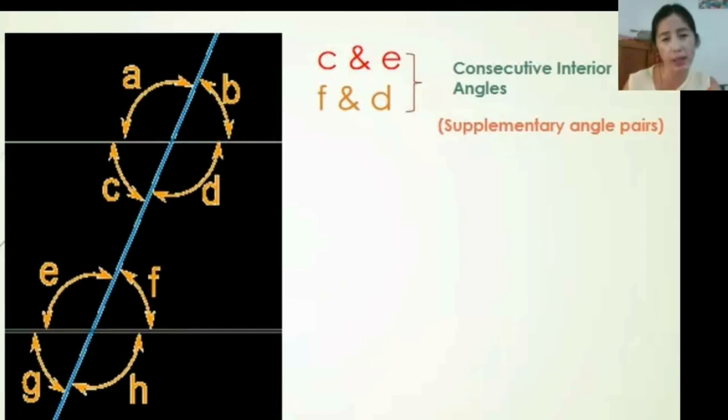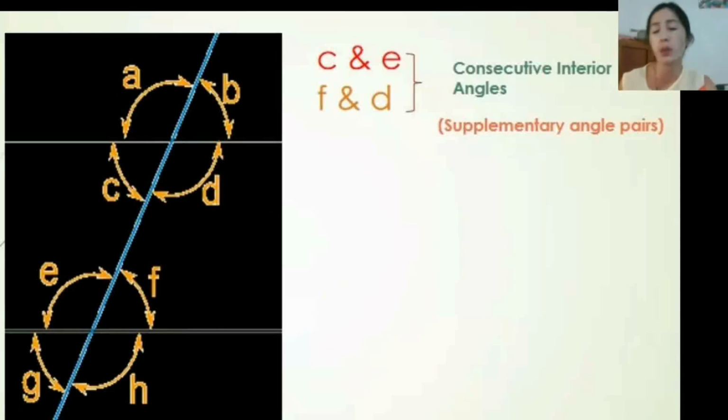We have, look at that. C now is paired to angle E, and F is paired to angle D. As you can see, they are all in the interior side of these parallel lines. However, C and E are on the same side of the transversal. Also, F and D are on the same side of the transversal. How do we call these pairs of angles? See, C and E and F and D are the pairs called consecutive interior angles.